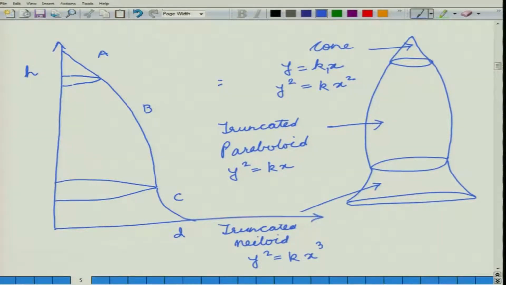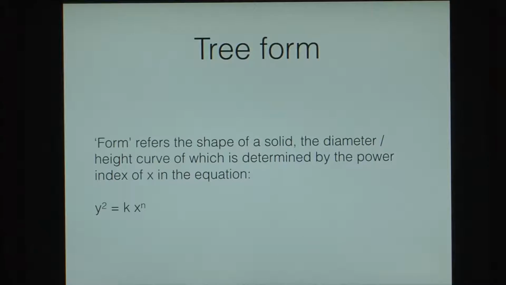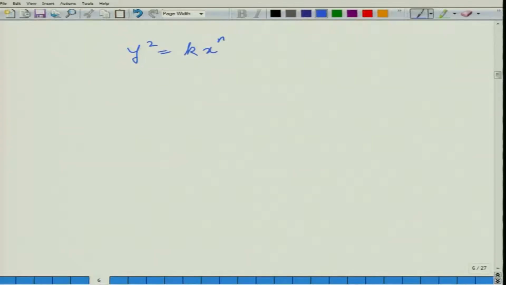So, what do we mean by a tree form? The shape of a tree can be described in two parts: the form of the tree and the taper of the tree. Form refers to the shape of a solid, the diameter or height curve of which is determined by the power of x in the equation y square is equal to k x to the power n.